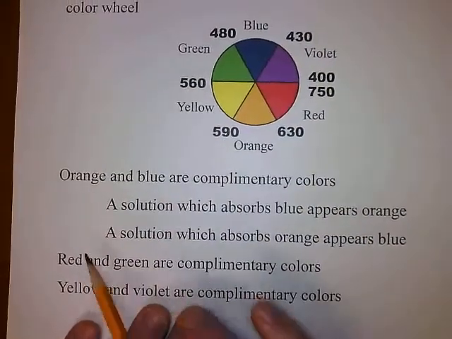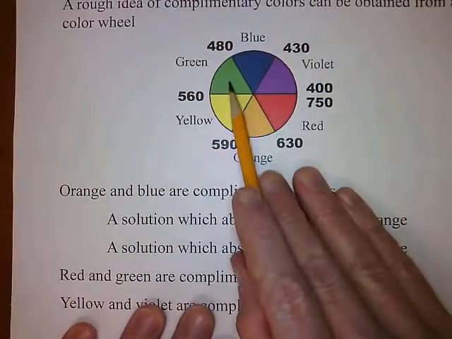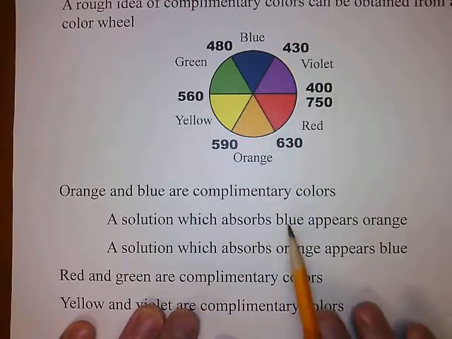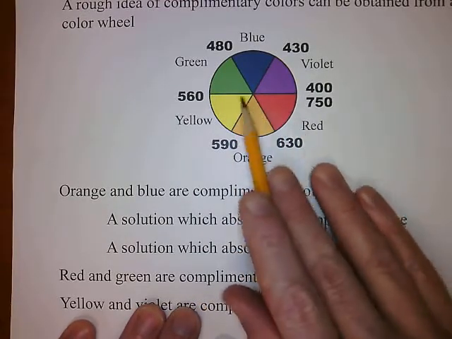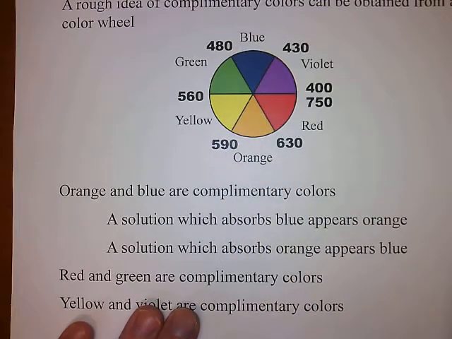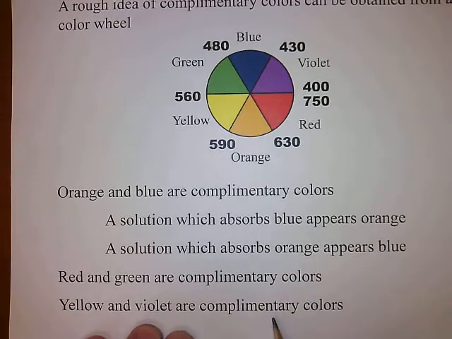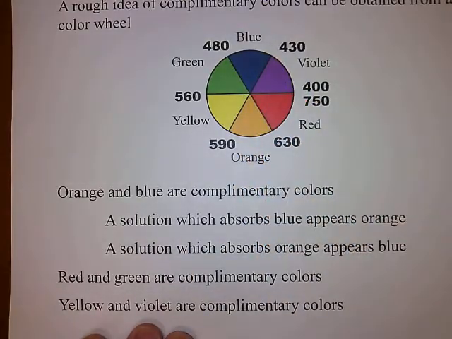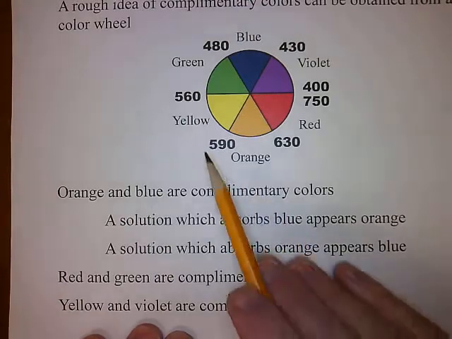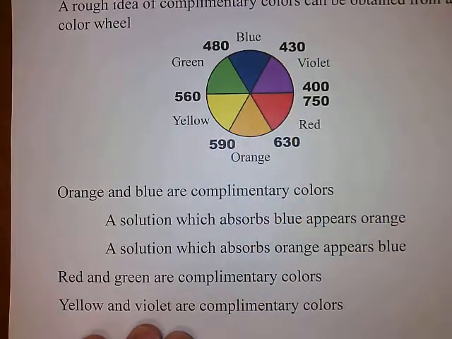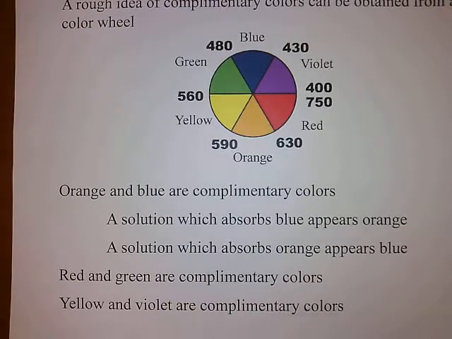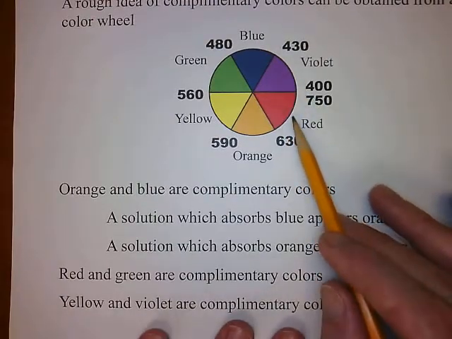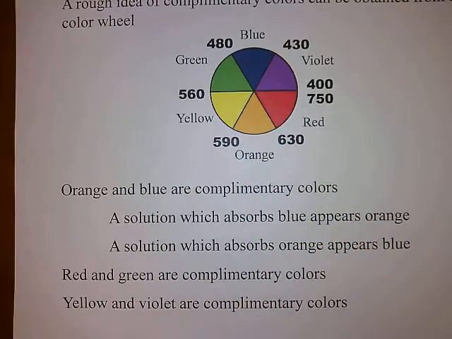Okay? Same thing for red and green. Red and green are complementary. Red and green are opposite one another. So if your solution appears red, it's absorbing green, and vice versa. And yellow and violet are complementary colors. So if a solution appears yellow, it's absorbing violet, and vice versa. All right, so blue and orange, red and green, and yellow and violet.